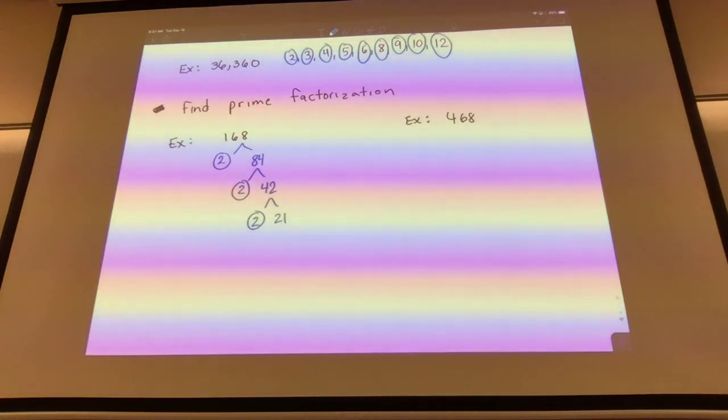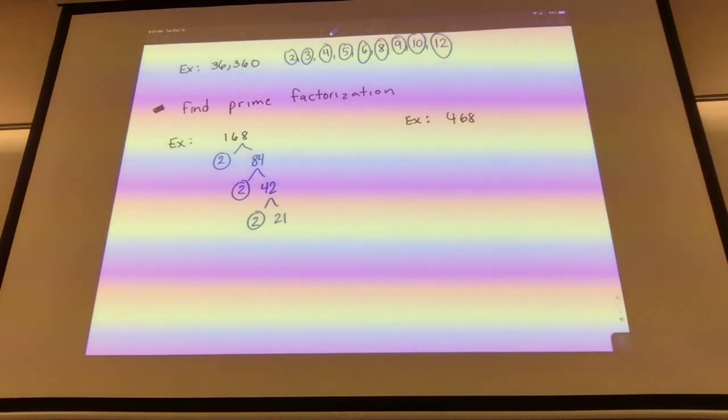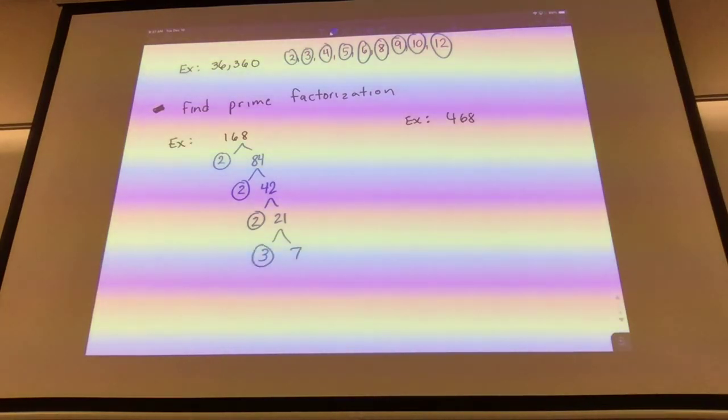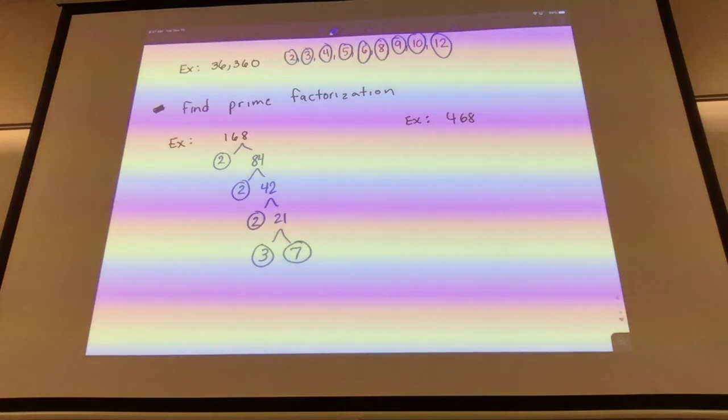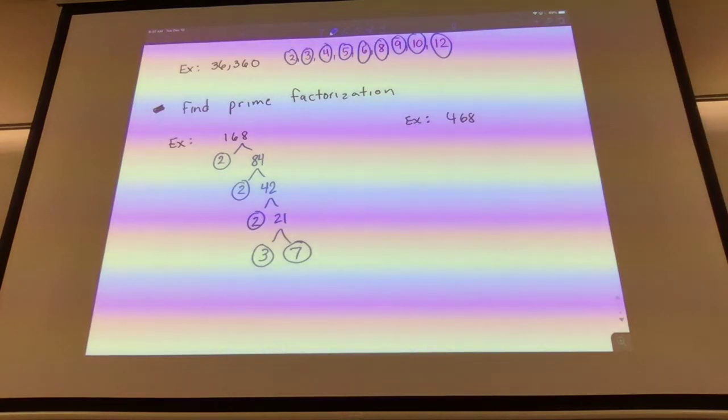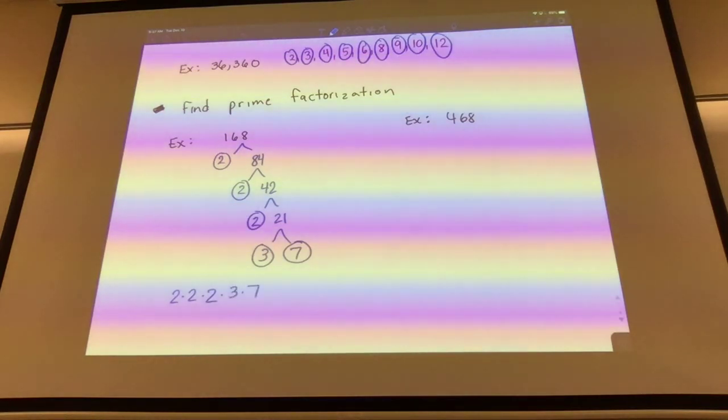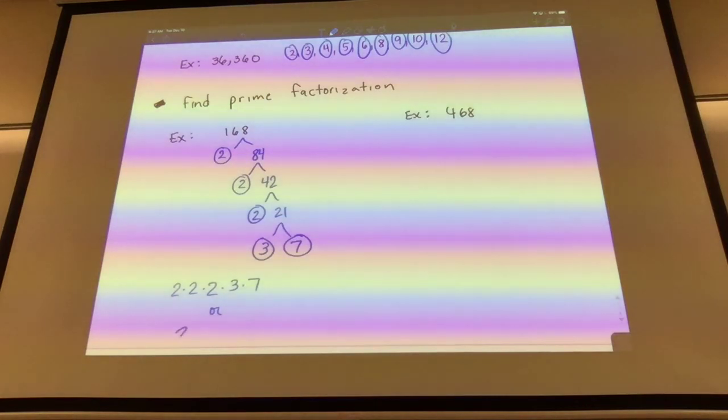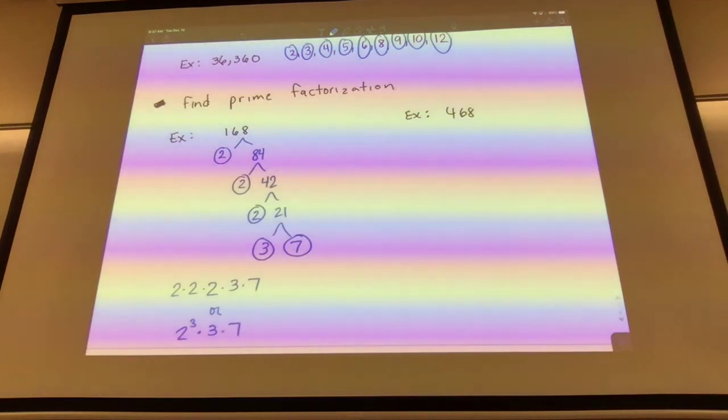And 21 is not even, but it is divisible by 3, so what is that? 3 times 7. Well, 3 is prime, so I circle it, and 7 is prime, so I circle it. Now that my tree has all prime numbers, I can write the factorization out. So one of the ways you could just say 2 times 2 times 2 times 3 times 7, or the other way that that is expressed is 2 to the what power? Good. Times 3 times 7.